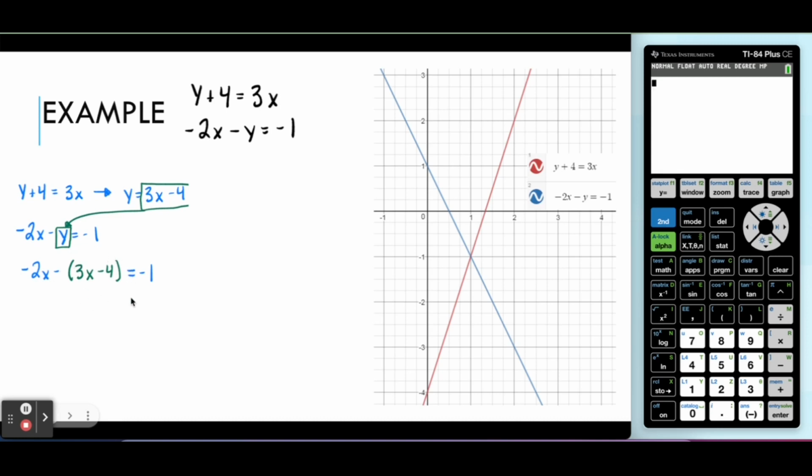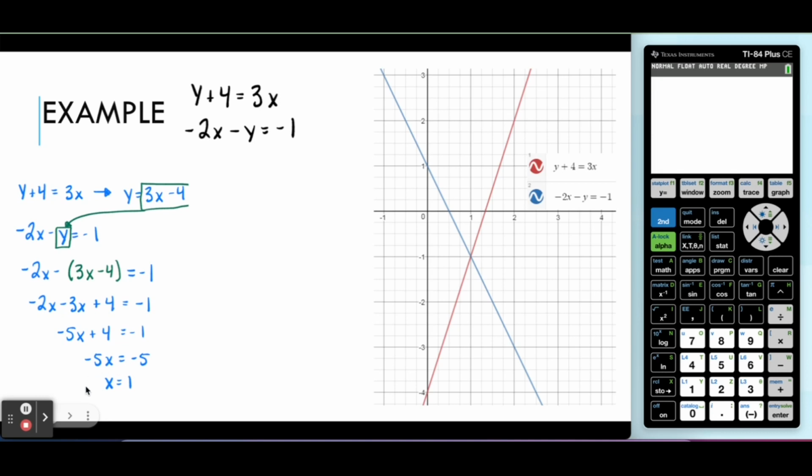Notice that I put this in brackets, and that's equal to negative 1. I distribute the negative, so I get a negative 3x and a positive 4. And then from here, I combine like terms, negative 5x plus 4 is equal to negative 1, and I get an answer where x is equal to 1.